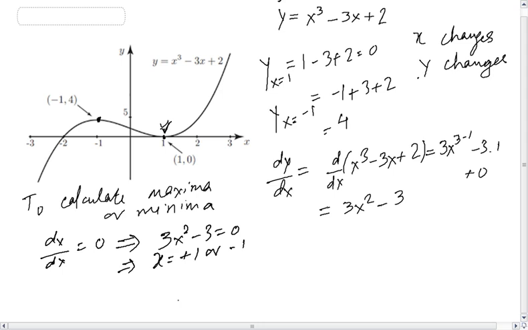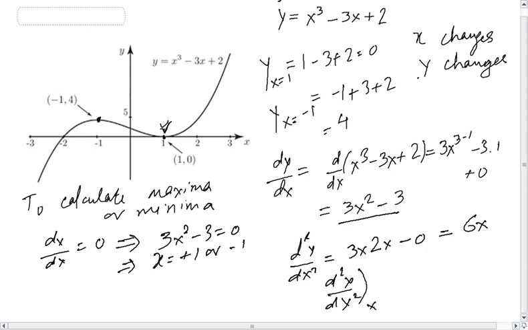To see which one is maxima, we have to calculate the second derivative, d2y by dx2. If you calculate the second derivative of this, it becomes 3 into 2x, and the constant 3 differentiates to 0. So this becomes 6x.